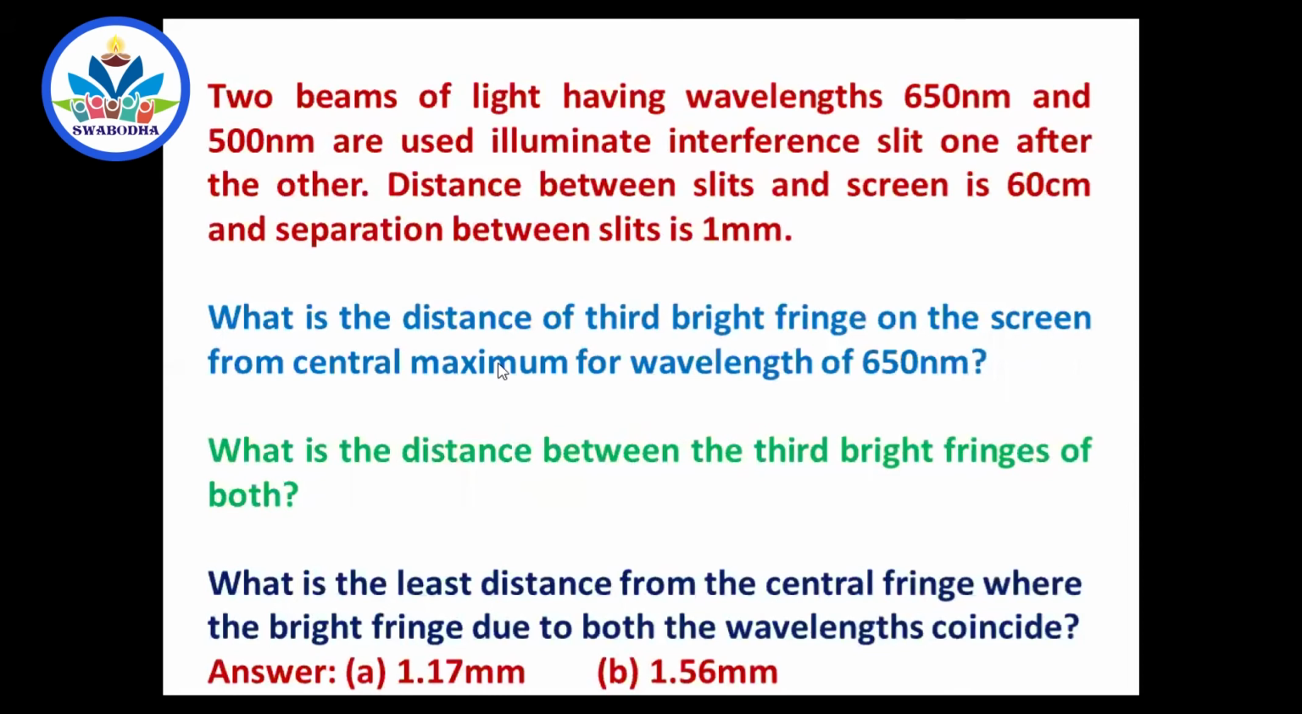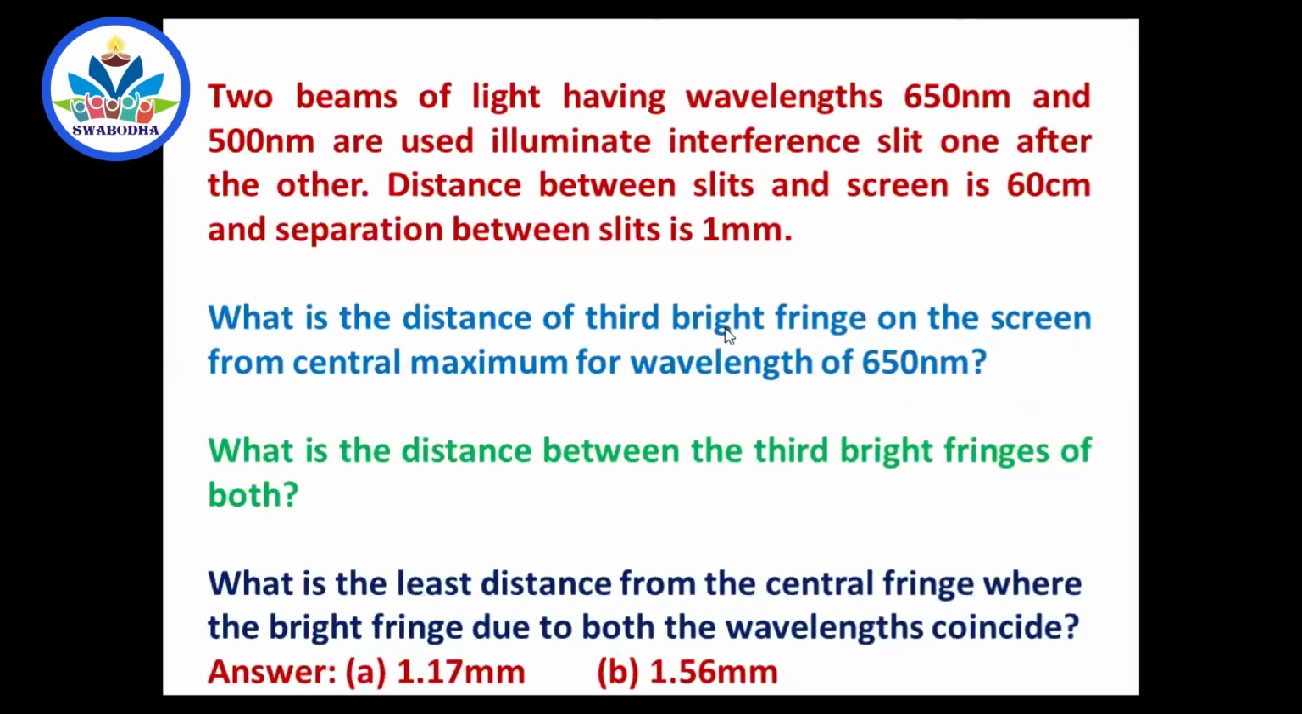Two beams of light having wavelengths 650 nanometer and 500 nanometer are used to illuminate the interference slits one after the other. Distance between the slits and the screen is 60 centimeter, 0.6 meter, capital D, and distance of separation between the slits is 1 millimeter, small d. What is the distance of the third bright fringe on the screen from the central maximum for wavelength of 650 nanometer? If you use only this one, what is the distance of the third bright fringe?